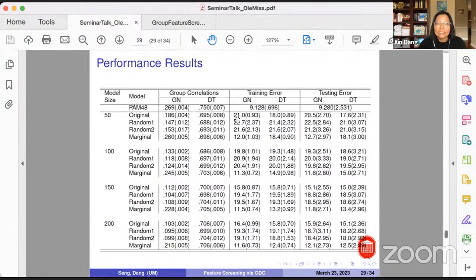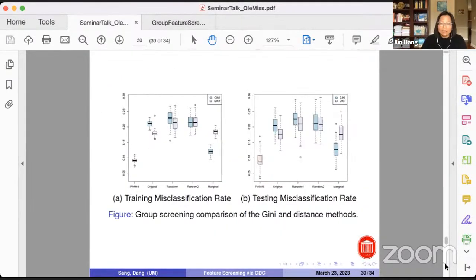And these are different methods about the training classification error. This is a test error. Probably I will show you the plot. It's easier than the table numbers. Okay, so we put it into the random forest.